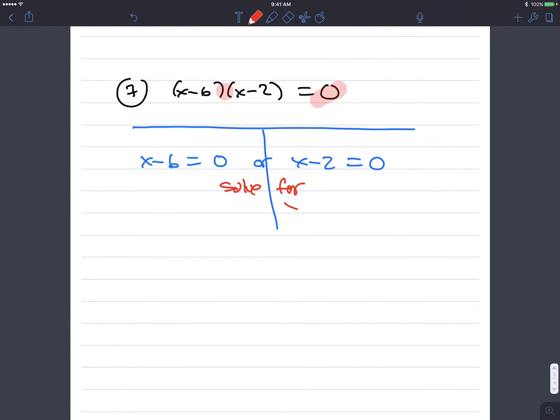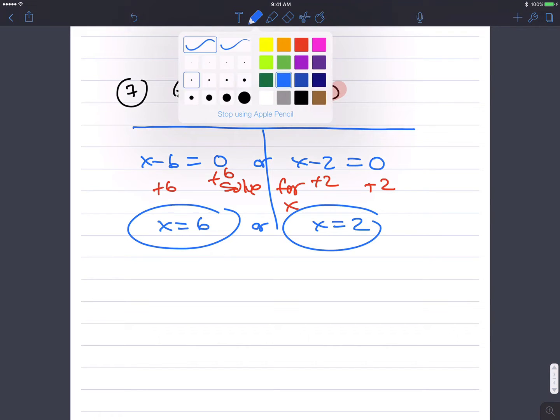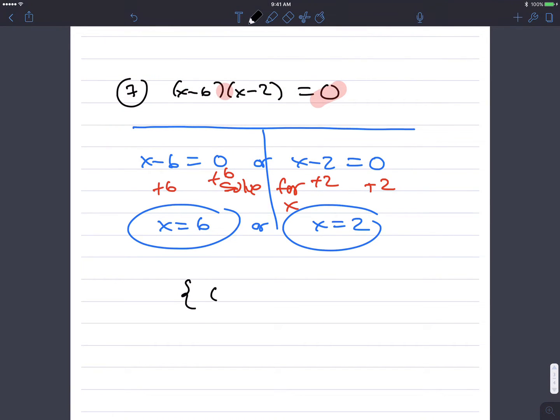Solve for x. Add my 6 to both sides. Add my 2, right? Isn't that how we solve this for x? We get x equals 6, x equals positive 2. These are my solutions. Solution set notation, 6, comma, 2. That's as a list. So you're done. Okay, anybody have any questions on this example? No, you sure? All right.